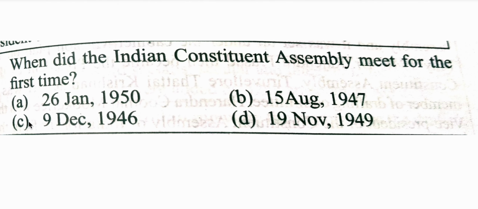Fourth question, when did the Indian Constituent Assembly meet for the first time? Option A, 26 Jan 1950, B, 15th August 1947, C, 9th December 1946, and D, 19th November 1949. The correct answer is option C. On 9th December 1946, Indian Constituent Assembly met for the first time.